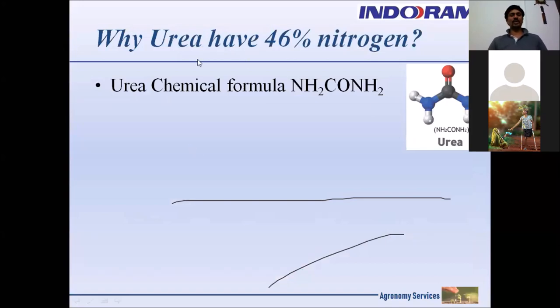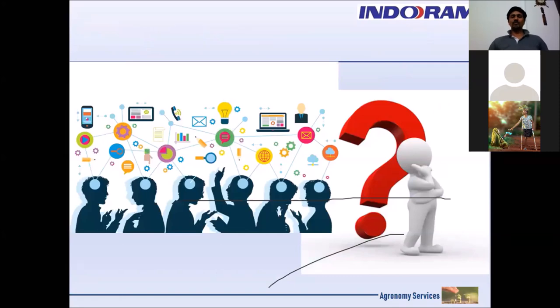Next is urea, and the question is, why does urea have 46% nitrogen? We all know that urea is 46% nitrogen, but why? That's the question I am leaving with you. You have to find out the answer to this question, and then we'll discuss. So that's all from my side.